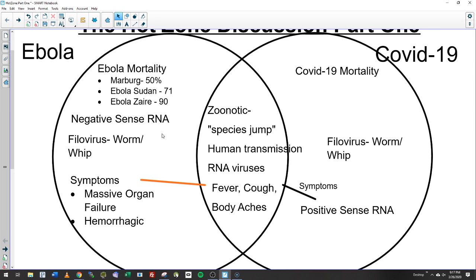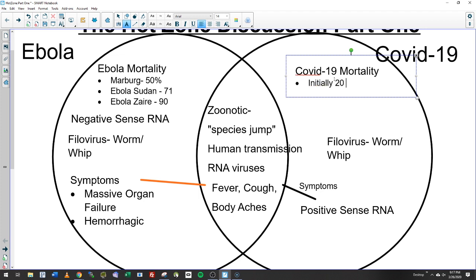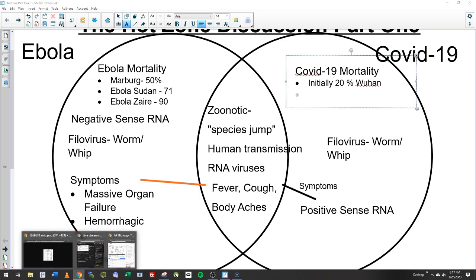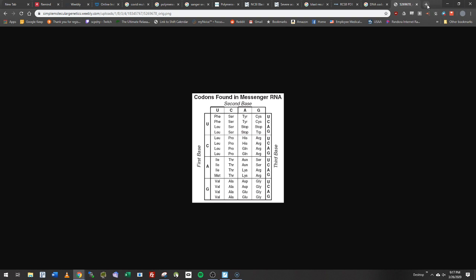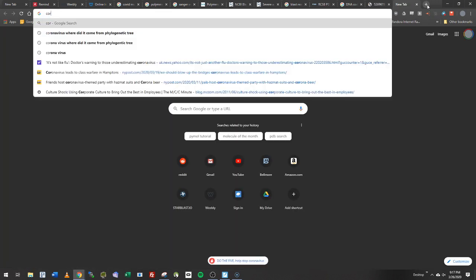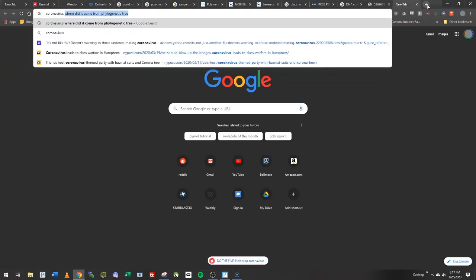Okay, so Sophia said the mortality rate for COVID-19 could be up to 20% in Wuhan, China, and that was where it initially broke out. So I'm going to throw over here: COVID mortality, they believed, was initially 20% in Wuhan, China. However, I believe right now, according to the CDC, let's go to coronavirus. It's on my phone, hold on.